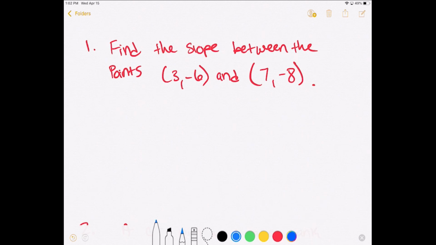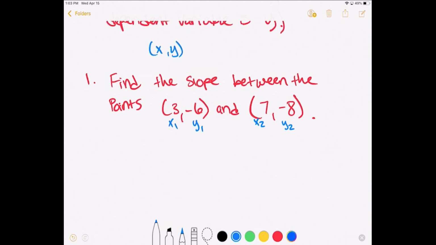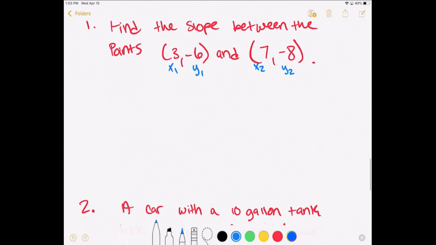Okay, if I need to find this slope, I'm going to label x1, y1, x2, y2. Okay, remember the first point, when you have a point, the first one's the x, the second one's the y. So this is my first entire point. I label it x1, y1. This is my second one. I label it x2, y2. Now I find the slope.